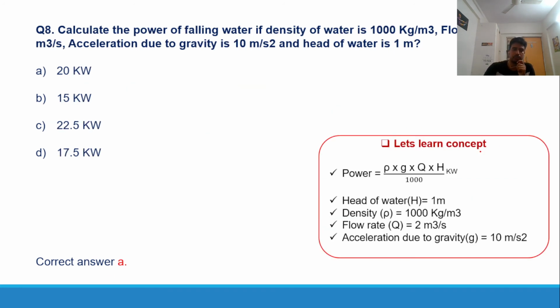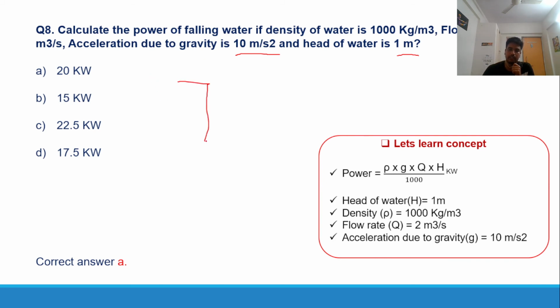Now let's move to the next slide, the last numerical. It's a very important numerical. Calculate the power of falling water. You know falling water, where we do have falling water in hydroelectric power. So calculate the power of falling water, if the density of water is 1000 kg per meter cube, flow rate is 2 meter cube per second, acceleration due to gravity is 10 meter per second square, and head of water is 1 meter. So how much is the power of falling water?